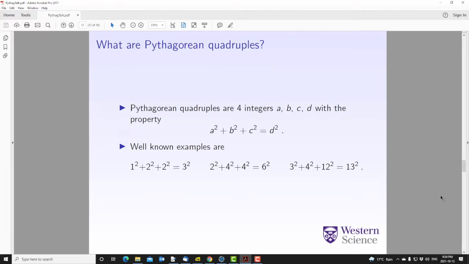That's all we're going to say about triples. Let's move along to quadruples. So what is a quadruple? Well, it is A, B, C, D, where a squared plus b squared plus c squared equals d squared.